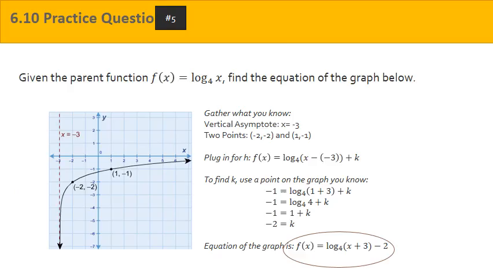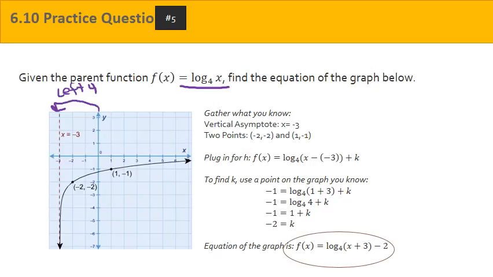All right, so let's look at an example like number 5. Given the parent function, f of x equals log base 4 of x, find the equation of the graph below. So gather what you know. Plug it into Desmos if you don't have the graph right there. The vertical asymptote is at x equals negative 3. You have 2 points. You're probably going to be given 2 points. Plug in for h. Now we know the parent function is log base 4 of x. This thing moved to the left 4.